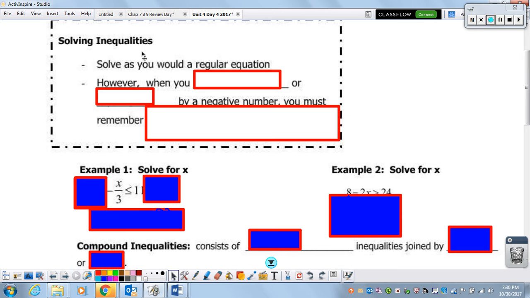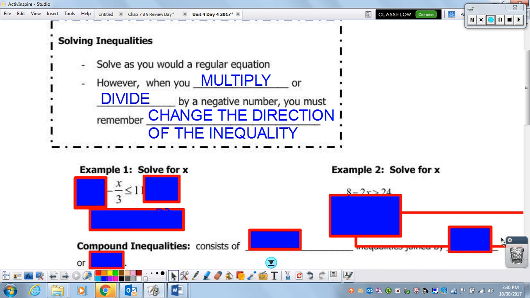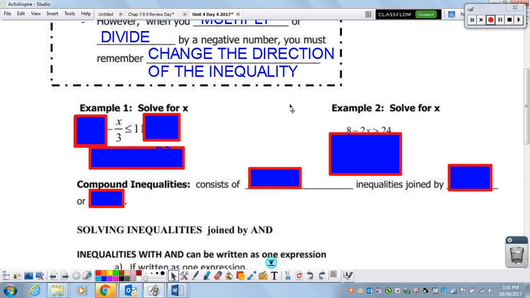When you're solving an inequality, you solve it the same way you would a regular equation, except there's one thing you need to remember. When you multiply or divide by a negative number, you must remember to change the direction of the inequality. So if it was greater than, you'll change it to less than. If it was less than, you'll change it to greater than. So let's do a couple of examples here.